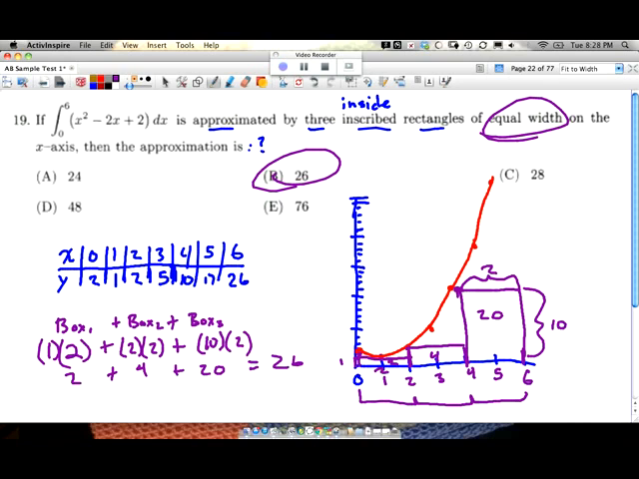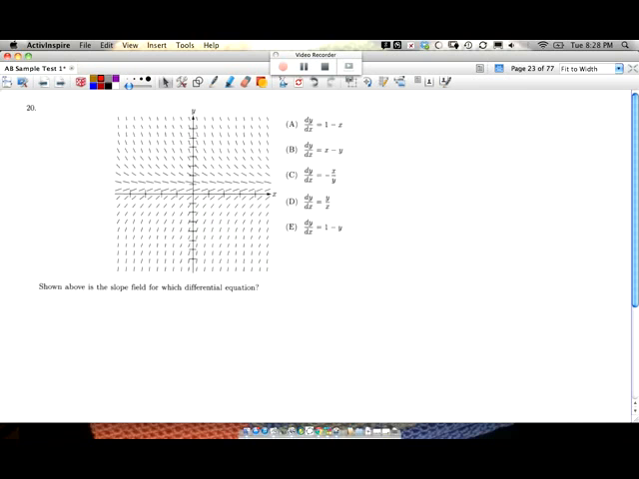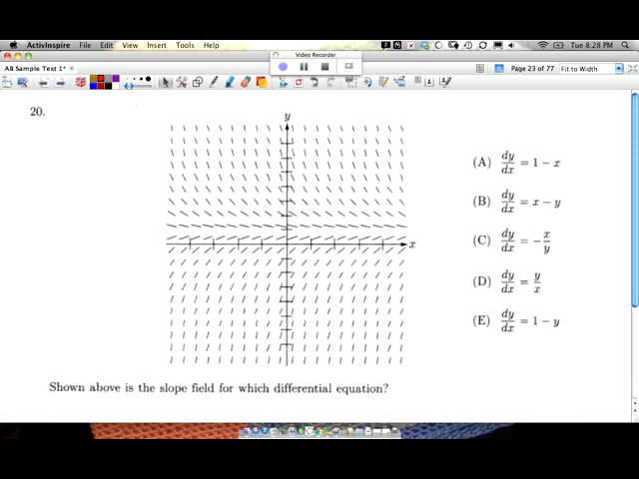Number 20. Ooh, slope field. We actually covered this one in class specifically, but let's go over it just a little bit more. In reality, for you guys, this stuff over here is actually way down there, but I have it on my screen a little bit different. Okay, so I look at this slope field, and I noticed that I got negatives up here, I got positives down here, and I got zeros, as in flat. Because these are slopes.